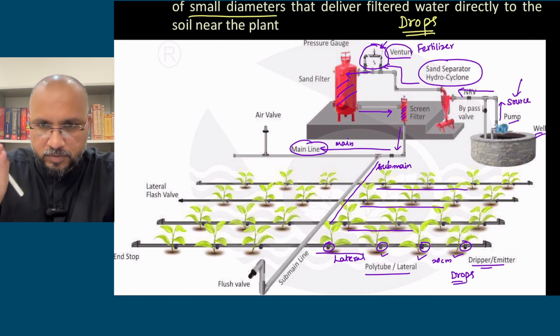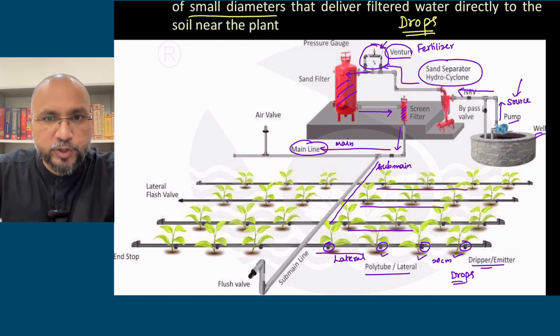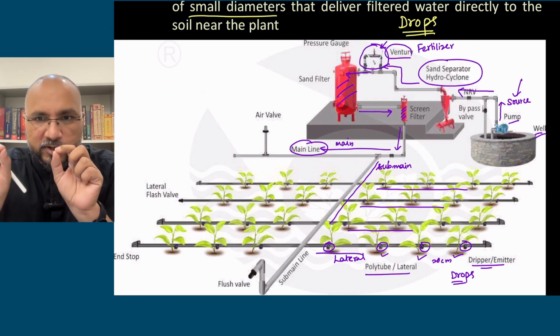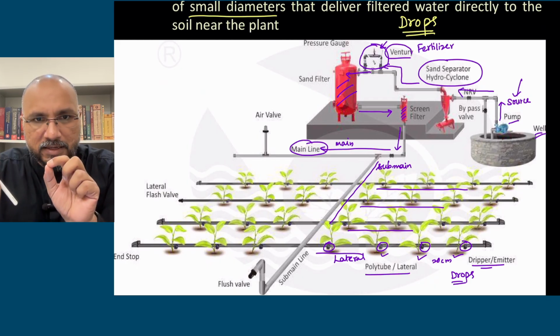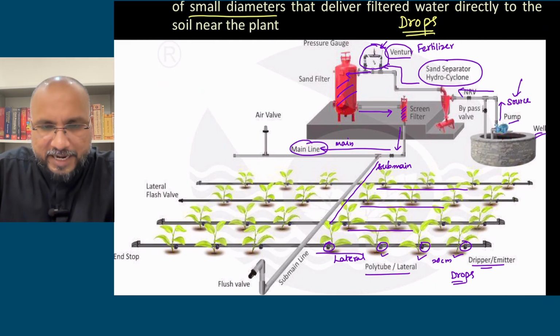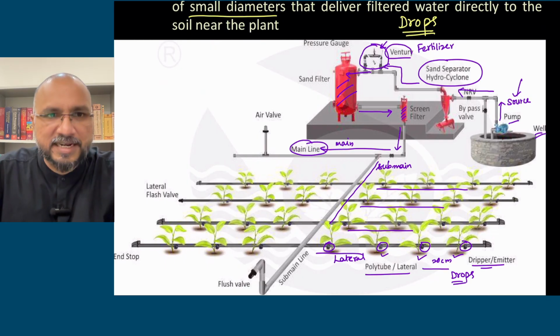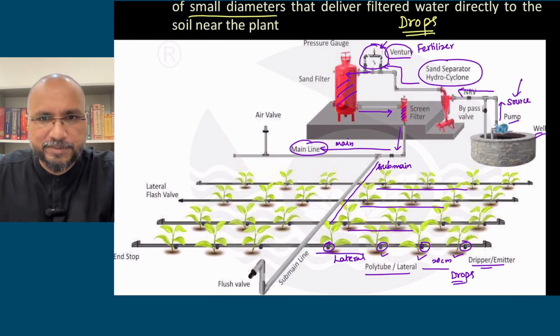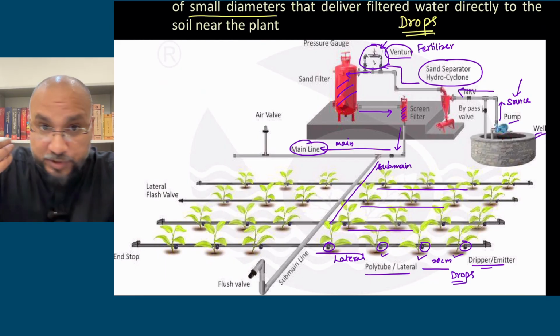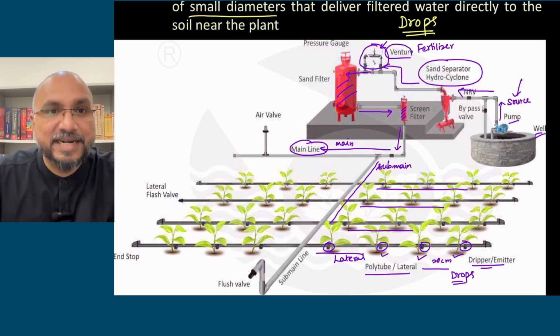So you have to use the laterals where the drippers or emitters are at a particular distance suitable to the crop. If the distance between one plant and another is 20 centimeters, you have to purchase the lateral where emitters are also at 20 centimeter distance so that they will be aligned. So one dripper will be near one plant. So if you change the crop, next season you will have to bring new laterals.